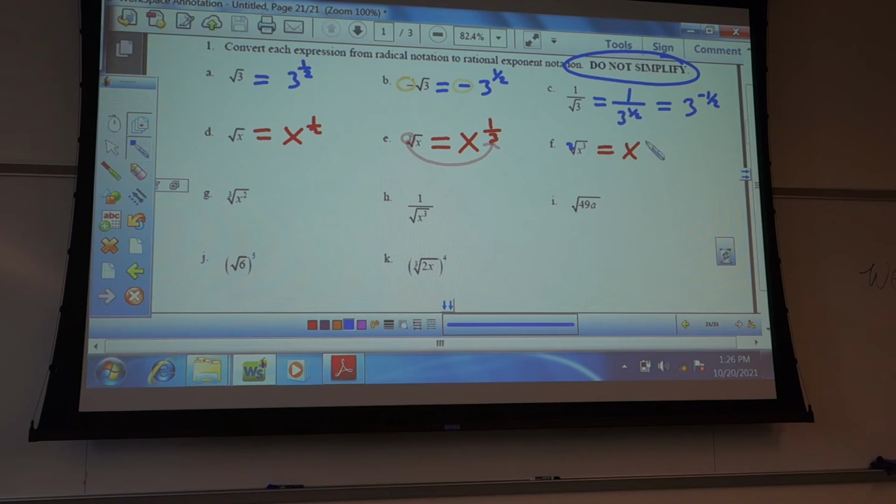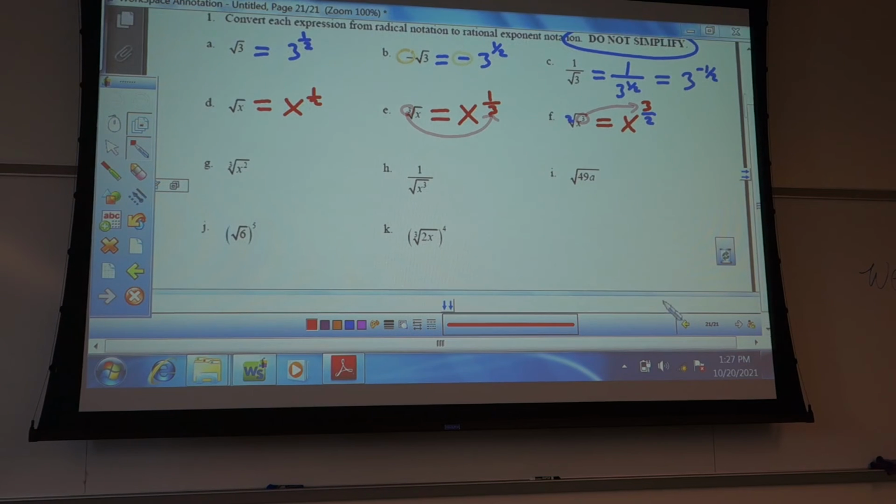So it means there's really a 2 on the bottom. And then what's on top? 3. Okay, good. All right, so let's do G. X to the what?